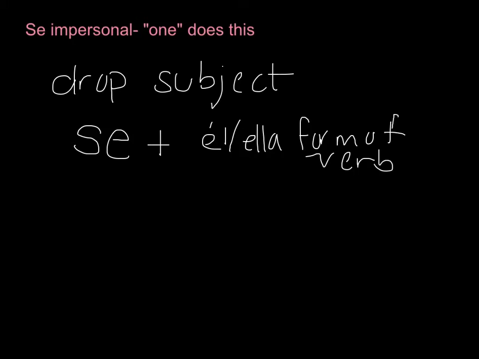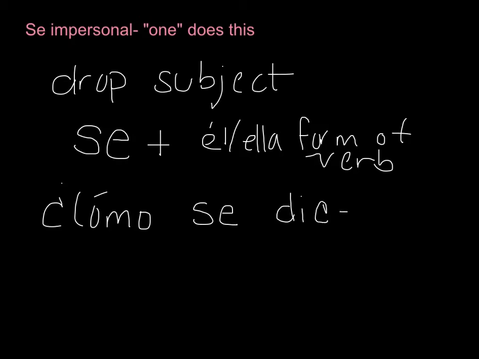And that could be in any different tense. It doesn't necessarily have to be in the present tense, although usually it is. So, for example, if you want to say, oh, how does one say that in Spanish? I'm not sure how one says that. You would say, ¿cómo? How? Se, because there's no subject, and then the él or ella form of the verb decir is dice. So, ¿cómo se dice potato?